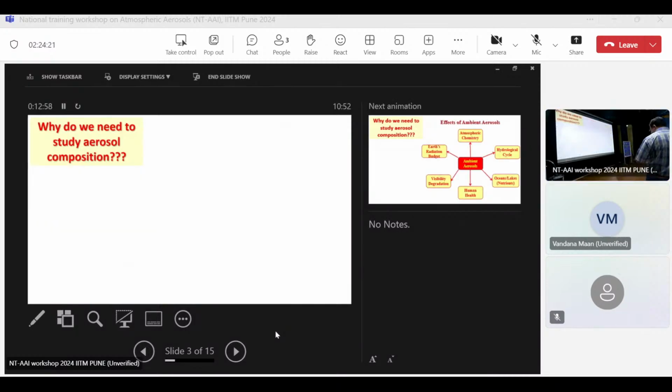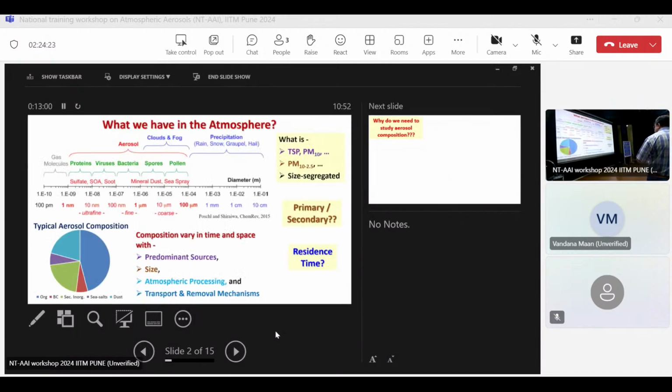One more. Now this was for TSP. Now we are talking about PM10. What will be the composition? Everything less than this, right? Again, mass will be dominated by bigger particles.